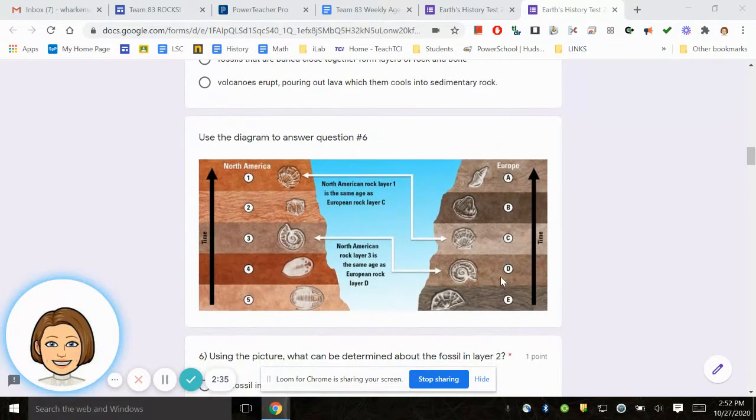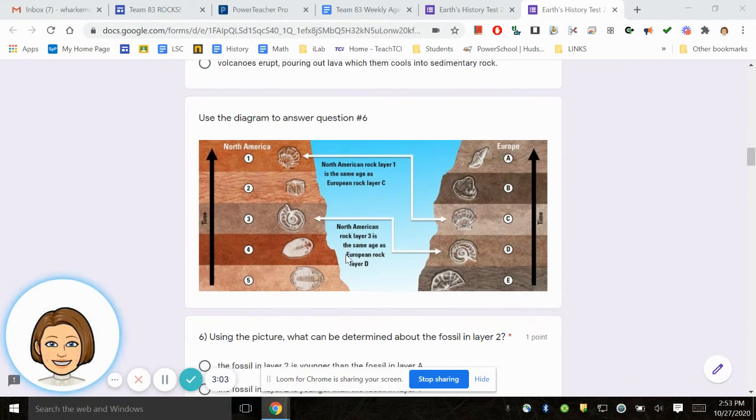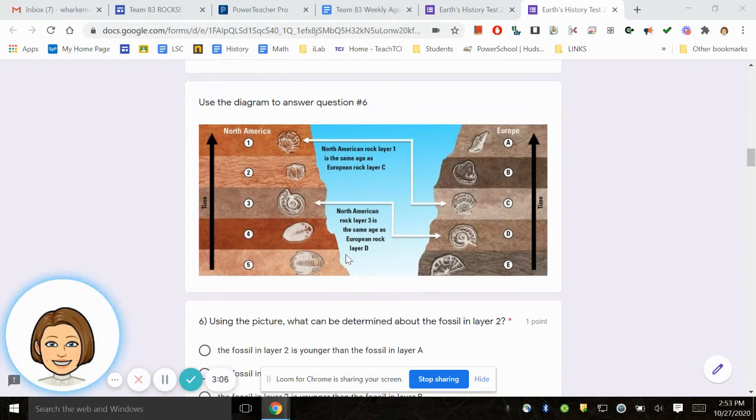For number 6, you're going to refer to this picture of the rock layers. Notice that you have layers 1, 2, 3, 4, and 5 on the left-hand side, and on the right-hand side you have A, B, C, D, and E. Notice that layer 1 is the same age as rock layer C, and layer 3 is the same age as rock layer D. The question is about layer 2. Using the picture, what can be determined about the fossil in layer 2?